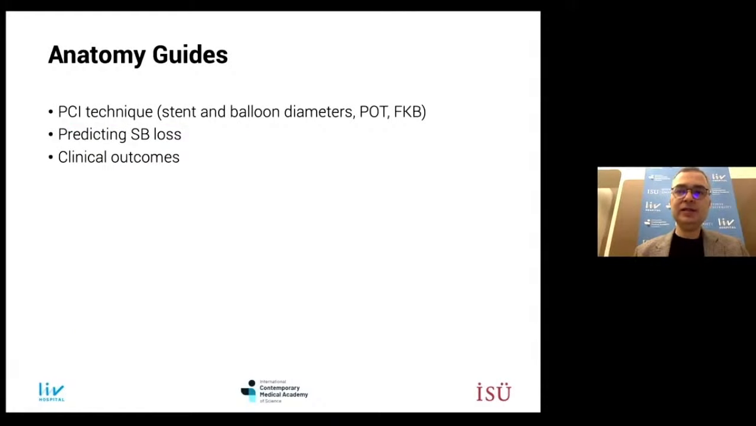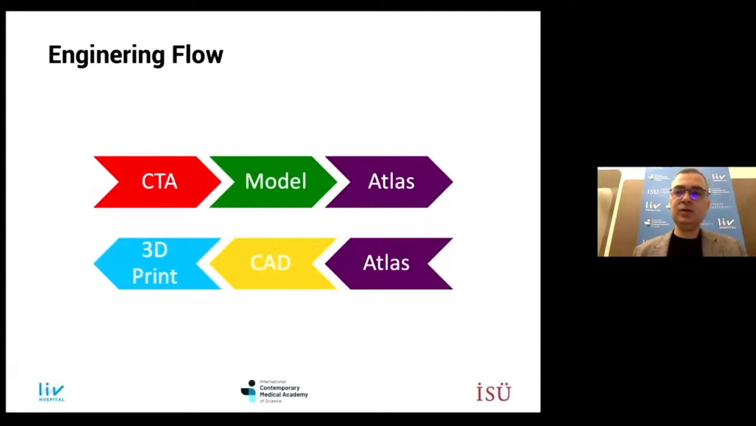These numbers help us in choosing our PCI technique, because the size and the angle help us to understand whether we will lose this side branch or not. So we should maybe start with a two-stent strategy just before the case. Also these numbers will help us to understand the clinical outcomes. So it is a prognosis parameter. And in case you finish the case with an undersized stent, that means you will have both acute problems during the case and also some chronic complications during the long-term follow-up.